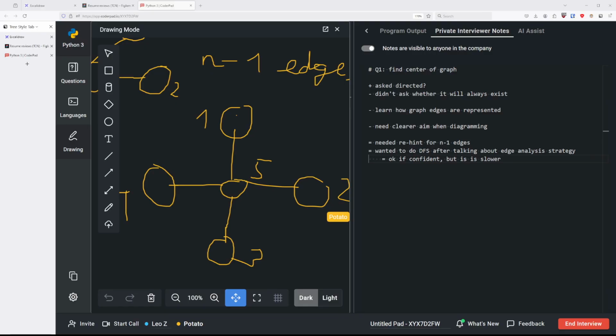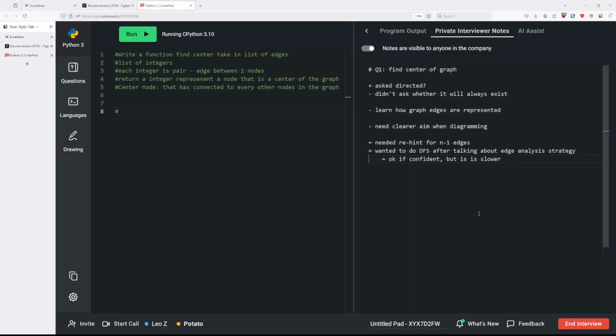That's definitely one way to do it. If that's what you're comfortable with, we can go with that. So can I start with the coding now? Yep, does that sound good to you? Yeah. Okay.